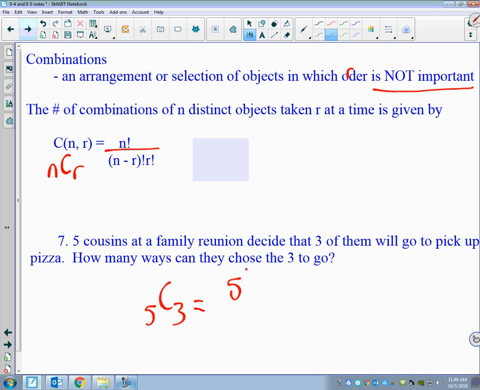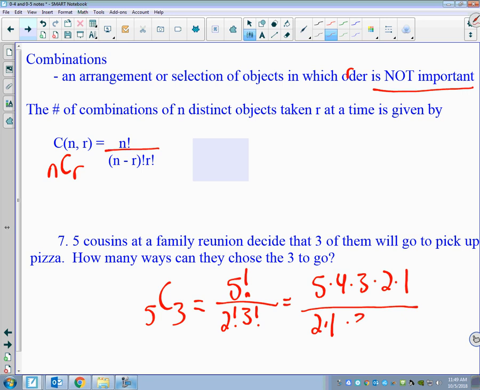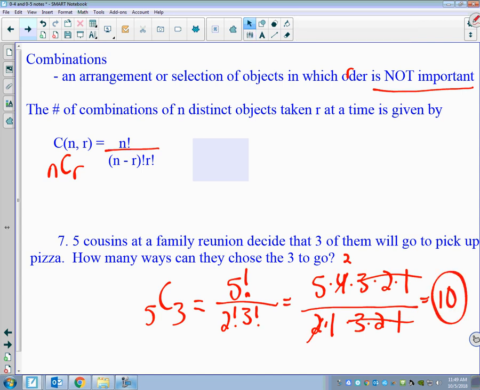So that would be 5 factorial over 5 minus 3, which is 2 factorial, times 3 factorial. So 5 times 4 times 3 times 2 times 1 over 2 times 1 times 3 times 2 times 1. So again, this cancels out. The 2 divides into 4, which means there's only 10 ways to do that since order doesn't matter.